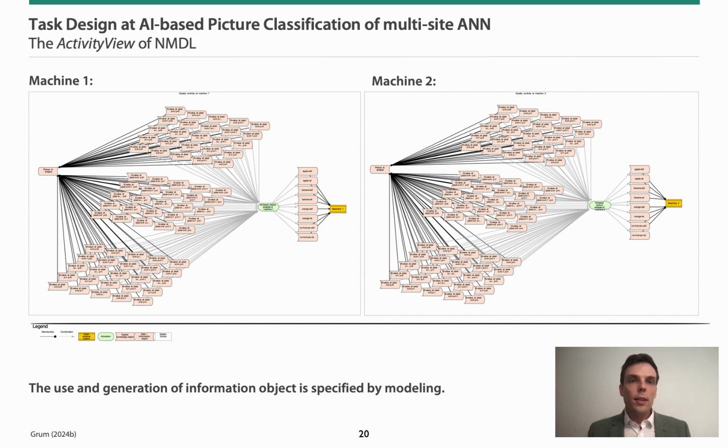On the left, we can see the activity view of the NMDL on the AI-based picture classification of machine 1, so the first production site. On the right, we can see the corresponding version of machine 2, so the second production site, and the kind of redundancy I mentioned before.